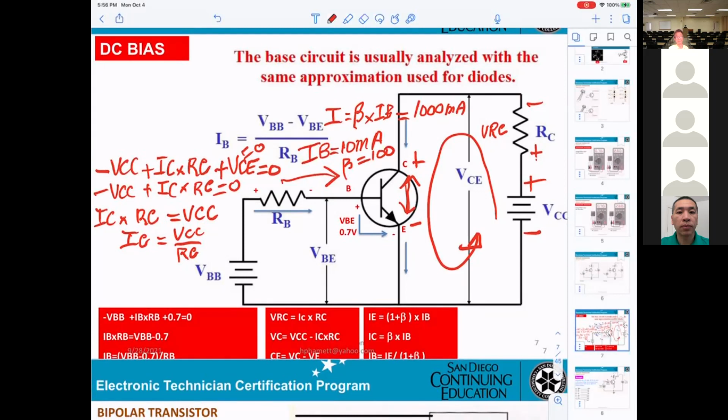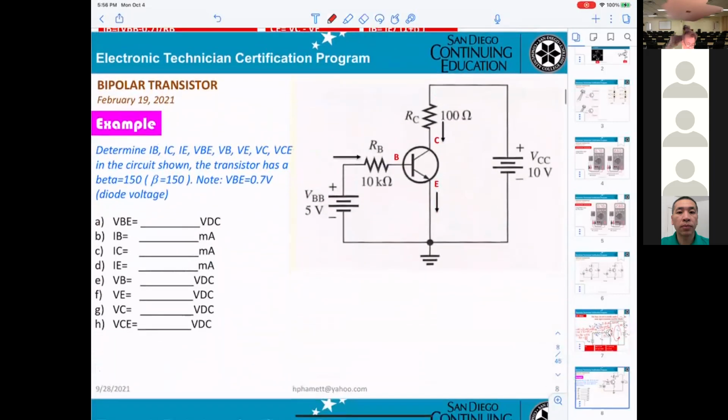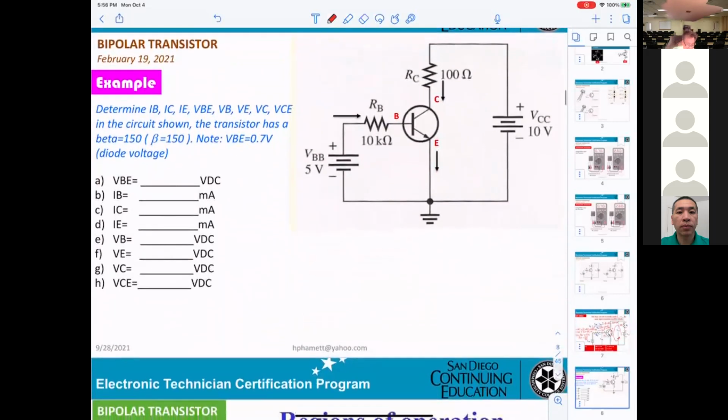If we put a sine wave in the base circuit, that's later. Right now, we just deal with the DC bias, how to make the transistor work. Nothing to do with AC. Basically, this is just an example.